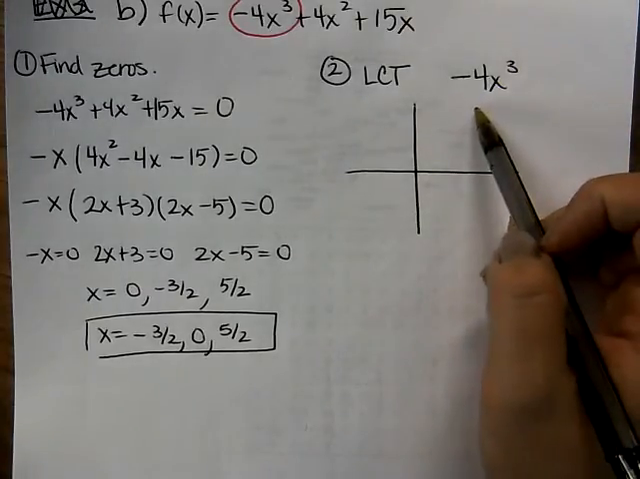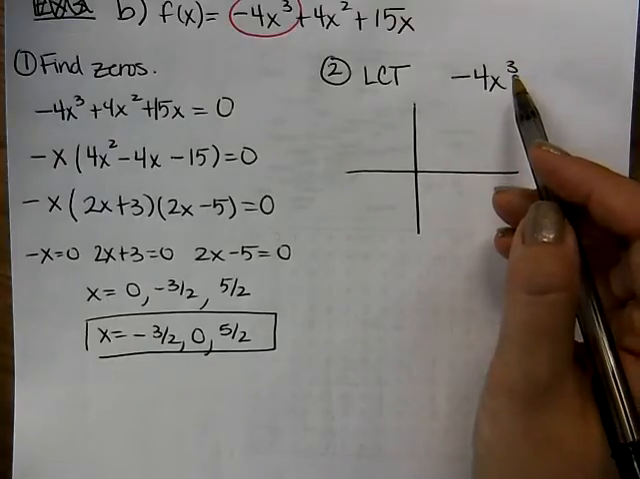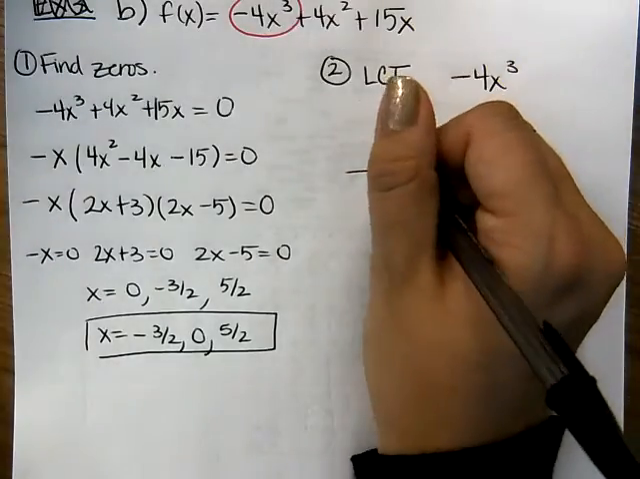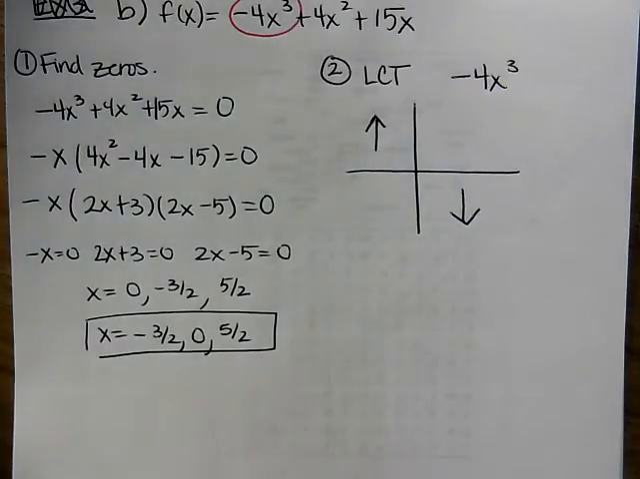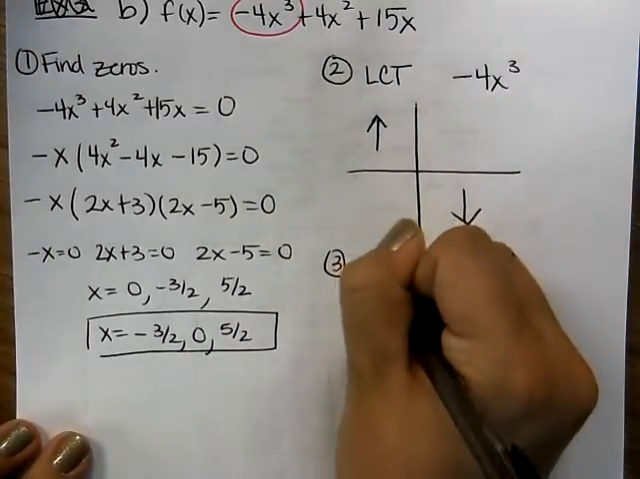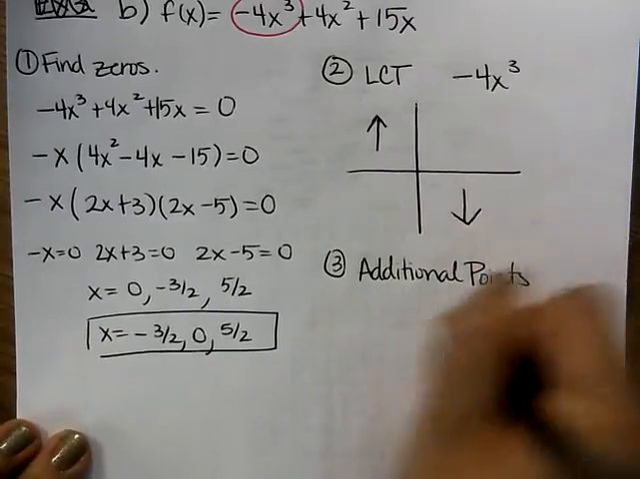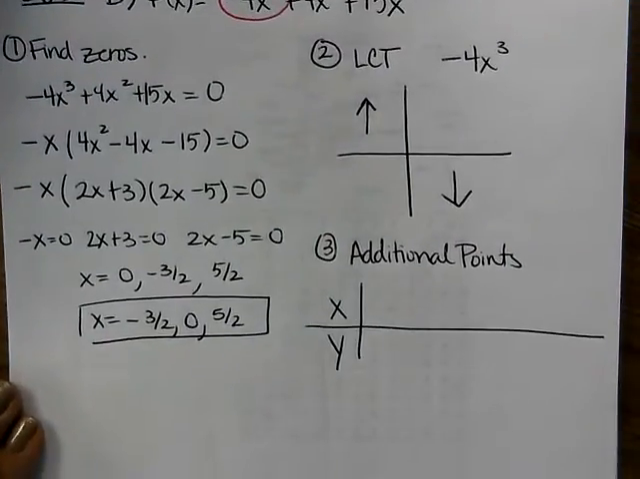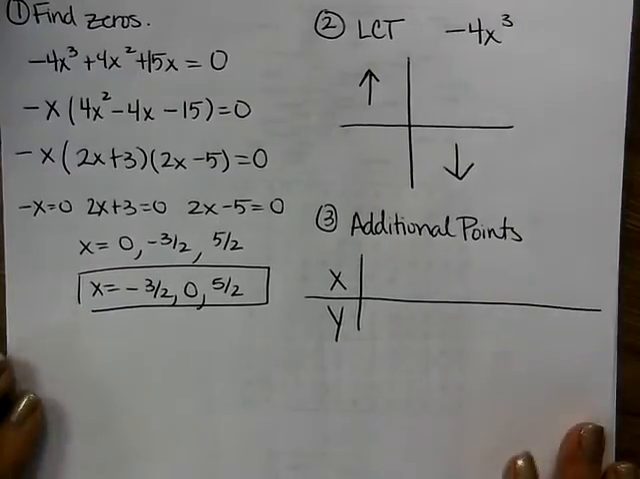So this negative 4, okay, think about the negative and think about the odd. What's it going to do? It's going to fall to the right, rise to the left, right? So it's going to rise here and it's going to fall here. It does the opposite of what x cubed does because you reflected it. Okay, step 3 is going to be to find those additional points. So again, you're making a table of values. Maybe you'll have 4 points on there, maybe you'll have 10 points on there. Whatever it takes to show the full graph is what you need to have on there.